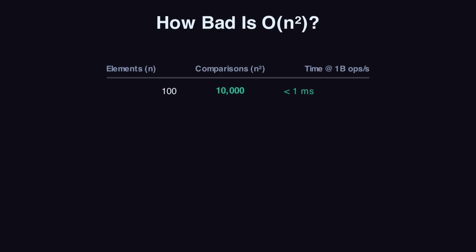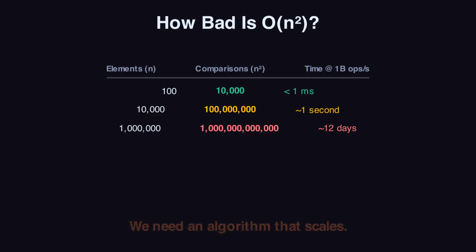This is what O(n²) means in practice. The number of operations grows as the square of the input size. Double the data, and you quadruple the work. The problem isn't the algorithm. The problem is the approach. Comparing adjacent elements and fixing one inversion at a time is simply not how you sort efficiently at scale. We need something fundamentally different.